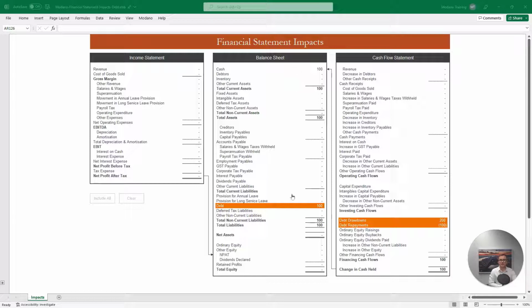This is matched by an increase in our debt balance within the non-current liability section of our balance sheet. This increase in our liabilities matches our increase in our total assets, ensuring that net assets and total equity remain balanced and our balance sheet balances.